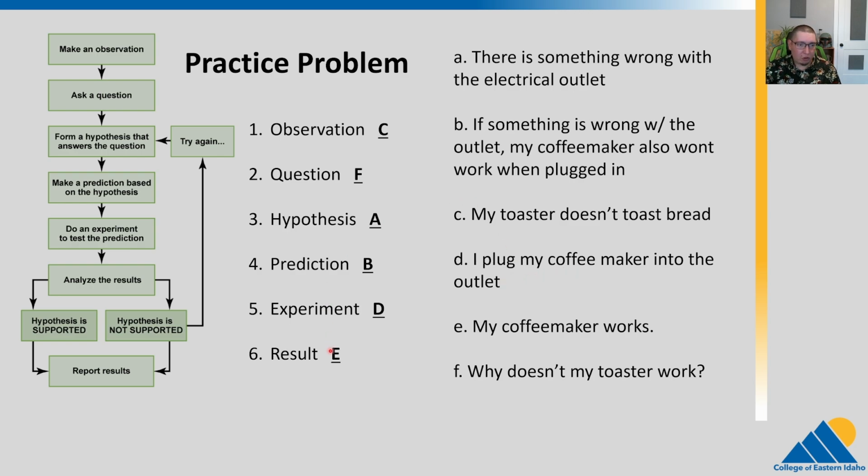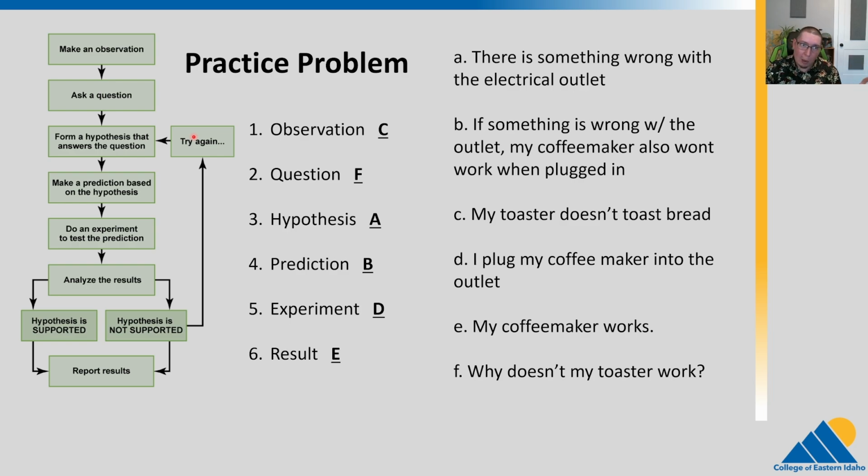What's our result from that? What's our data we gather? My coffee maker works. So what does that do to our hypothesis? Remember, our hypothesis up here was there is something wrong with the electrical outlet. What's our data suggest there? Our hypothesis is not supported here because my coffee maker works. So what do we got to do? We got to go back and revise our hypothesis. Probably to my toaster is not working because it's broken, right?